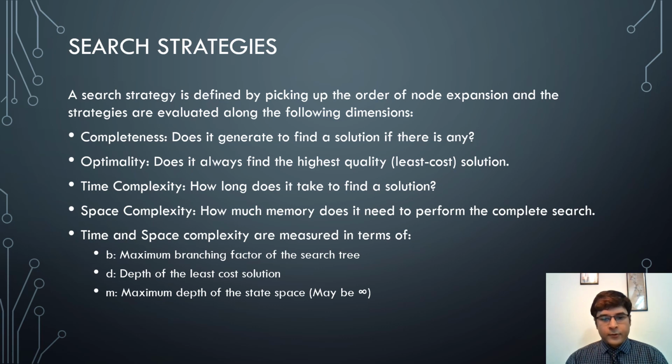Time and space complexity are measured in terms of, first, b, the maximum branching factor of the search tree, and this is basically the breadth of the search tree, and d, the depth of the least cost solution. And finally m, the maximum depth of the state space, which may be infinity as well.